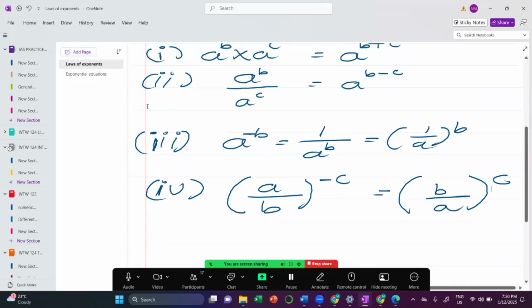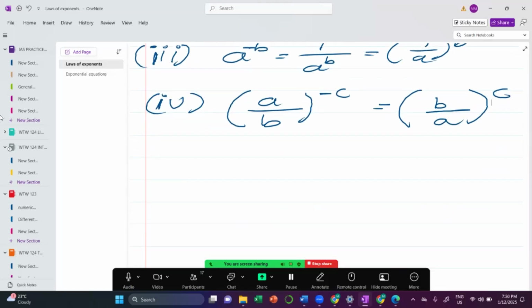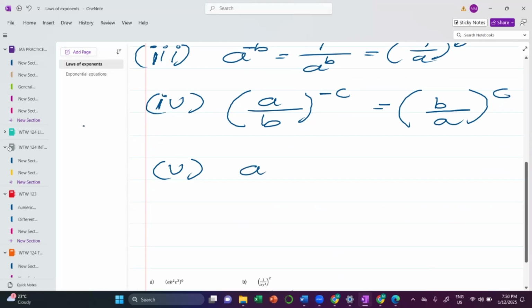That's just one of the fundamental laws. And then let's speak of when you add bases. I just want to show you guys something. Let's say I have a to the exponent of b plus a to the exponent of c.